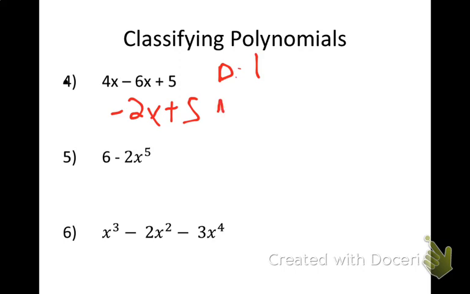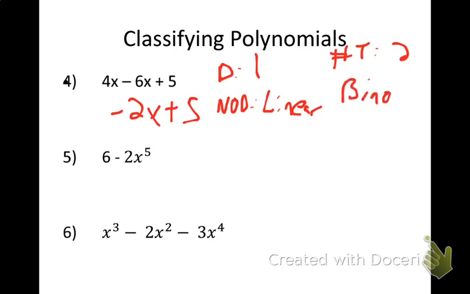The name for degree 1 is what, John? Constant? Or no, linear. Linear. Number of terms. How many terms are there here, Sage? 2. And that is called a what then? Binomial. That is a linear binomial.